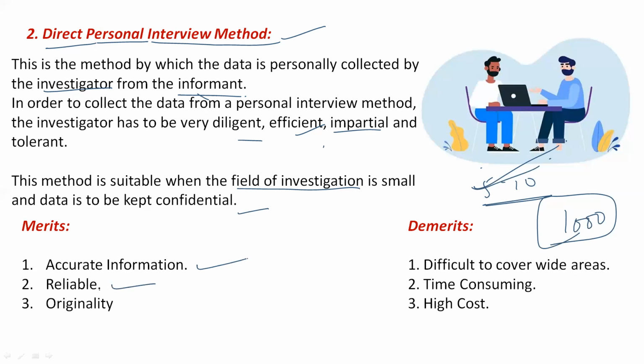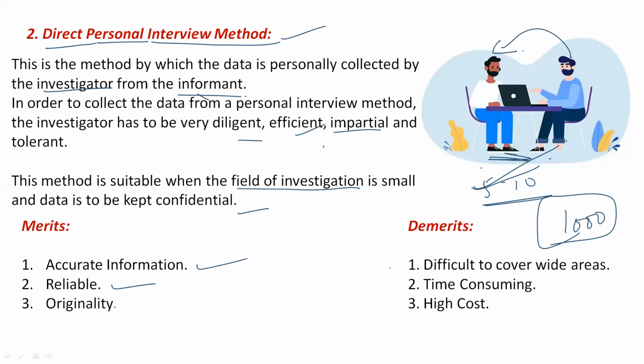Because the information is accurate, the investigator can completely depend upon the informant for the information, so that is why it is reliable. And third, originality. Definitely there is originality, because directly, for the very first time, the information is being provided by the informant himself. The information is not spreading anywhere, it is only between two people here.